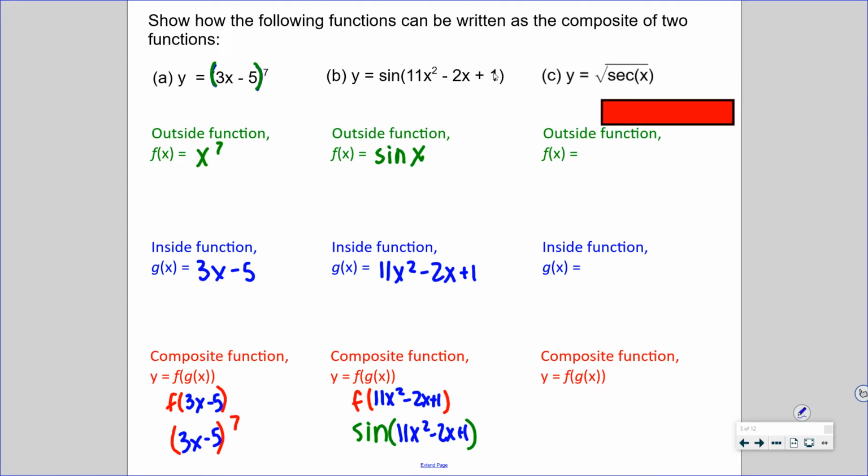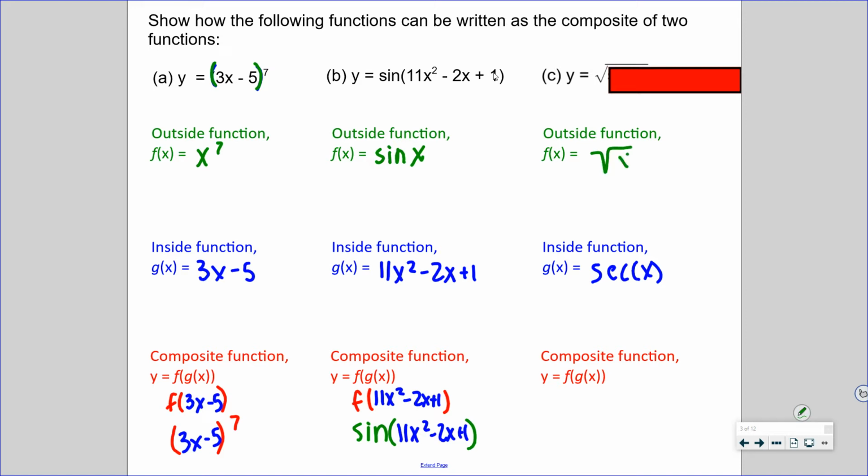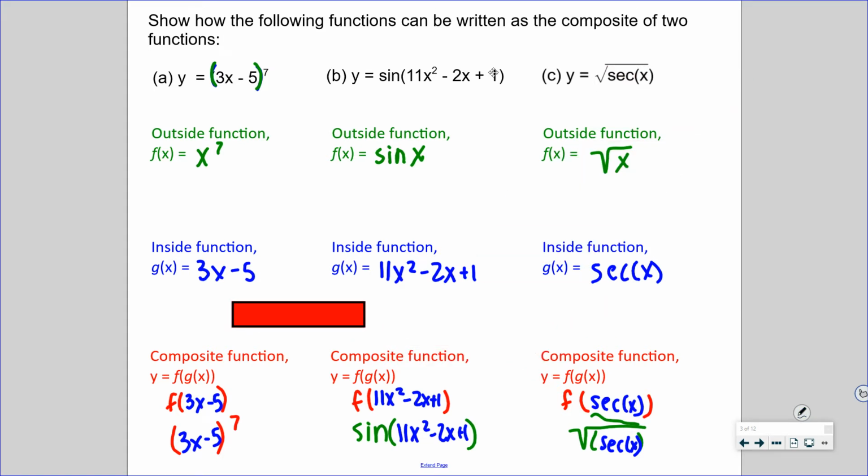Last one. Inside my radical, I see the secant of x. Okay, so if I block out that inside piece, all I really have left is just the square root of x, so that could be classified as my outside function. And just to double check if that works, f of g of x, where g is the secant of x, plug that into what we call f, which is the square root of x, and we get that original function, square root of secant of x. Okay.